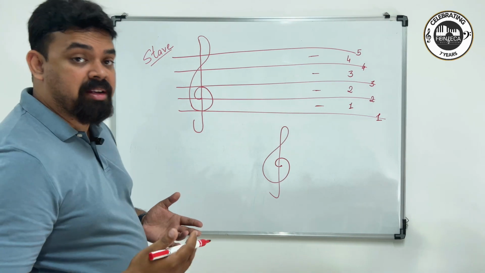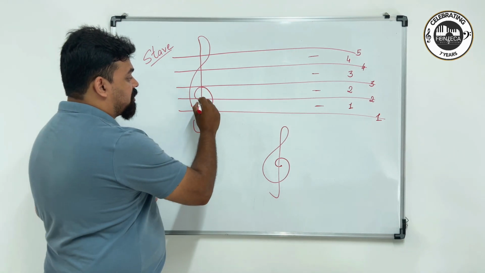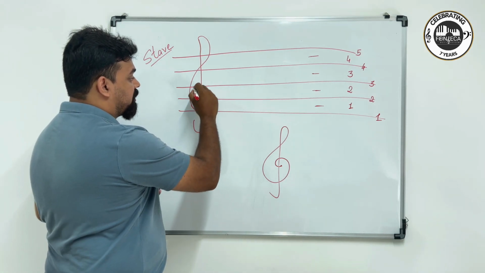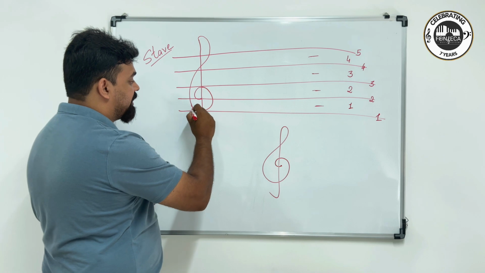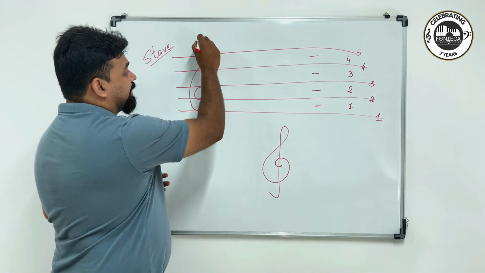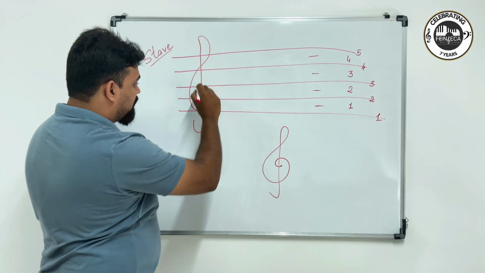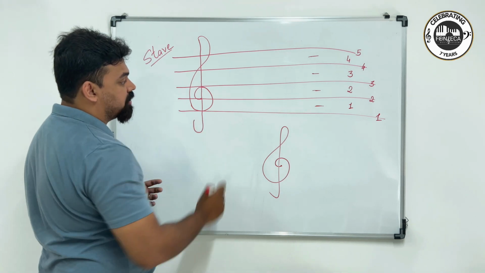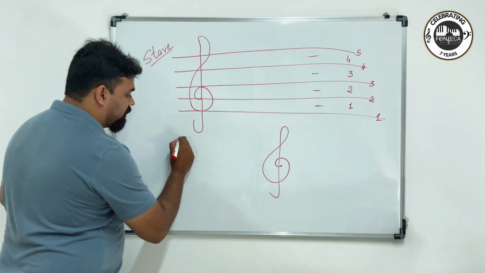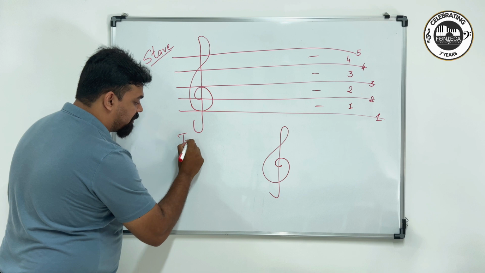Now you can practice doing this again and again. Make a dot on the second line, go up to the third line, come down to the first line, go up, take a turn like the head of a swan, come down in a straight line and take a U-turn. This is called the treble clef.